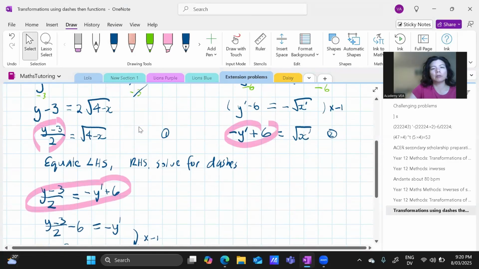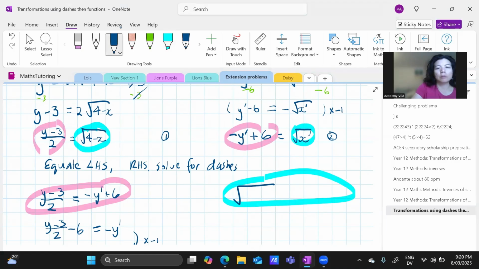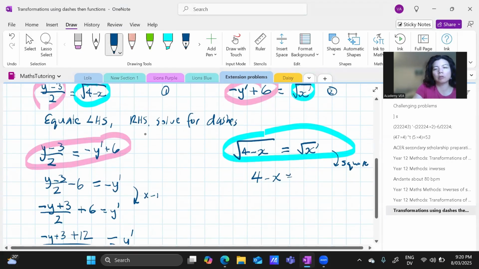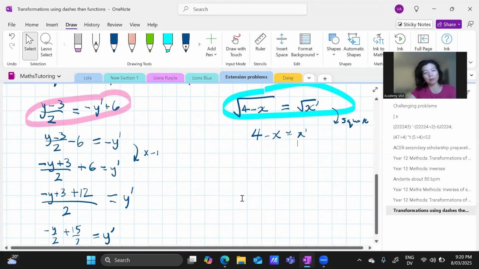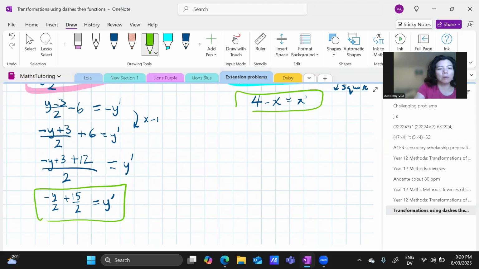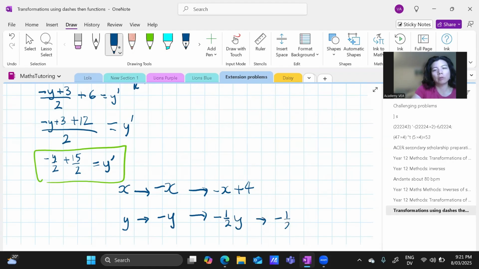And then if we look back at our x's, our right-hand sides are these ones. We equate these together. So square root of 4 minus x is equal to the square root of x dash. If you square both sides, that means you get rid of the square root, and that gives you 4 minus x equals x dash, which is already with x dash as the subject. So we combine these two. Our transformations are: our x's go from x to negative x and then to negative x plus 4. And our y's go through a reflection, so it's negative y, and then multiply by half, and then add on 15 on 2.